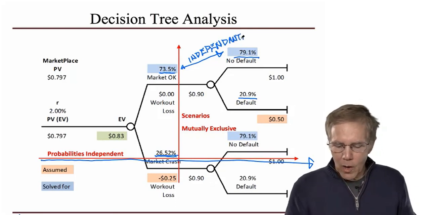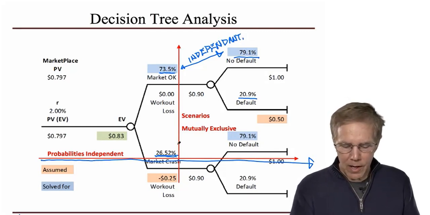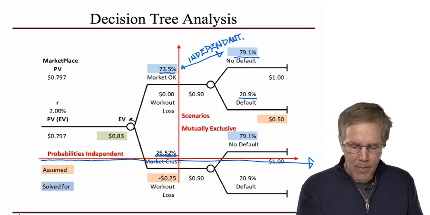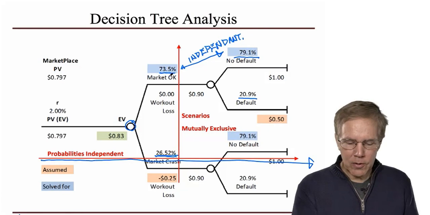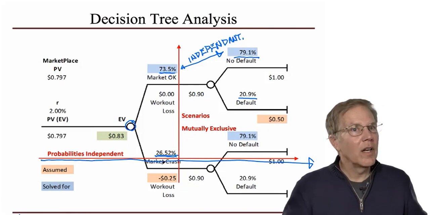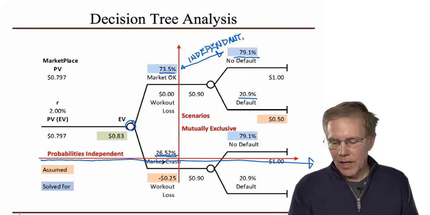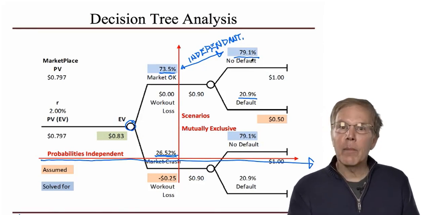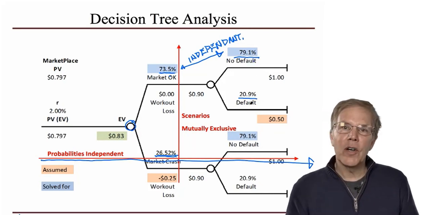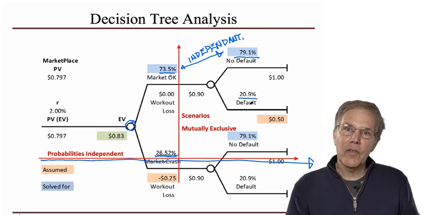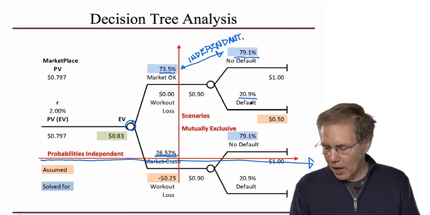Okay, and what we mean by our scenarios being mutually exclusive on the y-axis here is any time that we have an event node, only mutually exclusive things can happen. Either the market's going to be okay or it's going to crash. We're going to consider them both, and the probabilities for all of them have to add up to 100%. Same thing here. Either the company issuing the bond is going to default or they're not. Here's no default and here's default. So they have to be mutually exclusive scenarios, and of course we have to consider everything, so the probabilities have to add up to 100%.